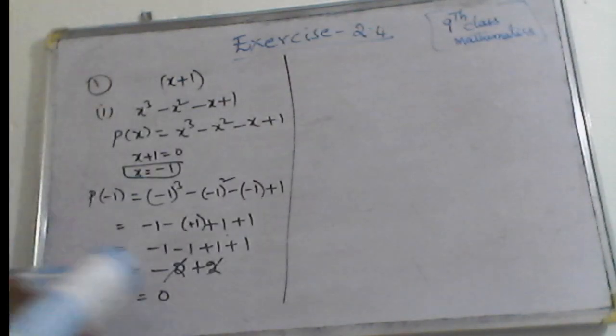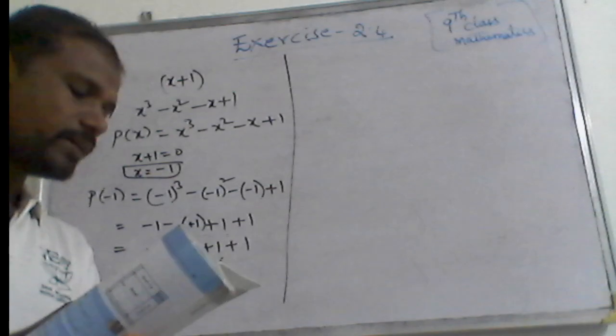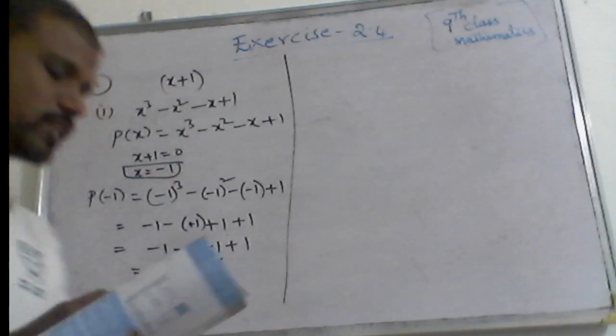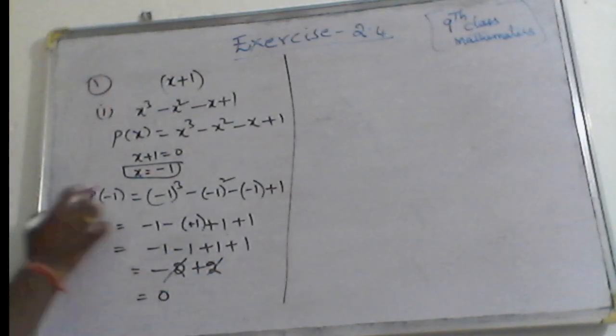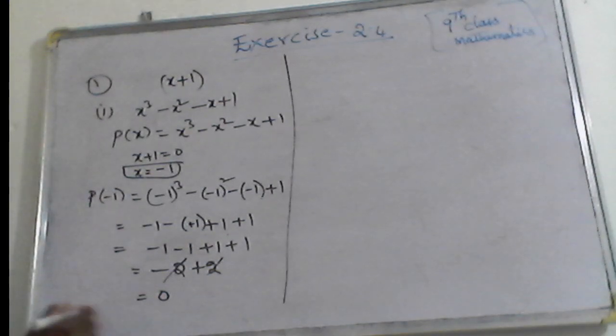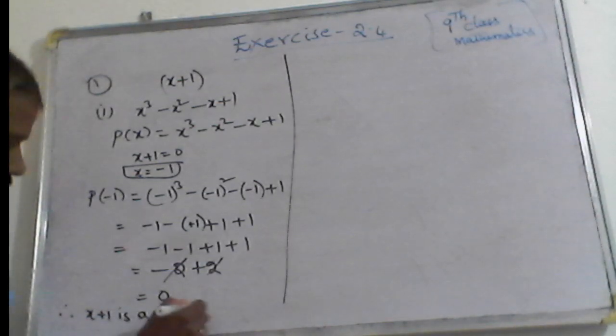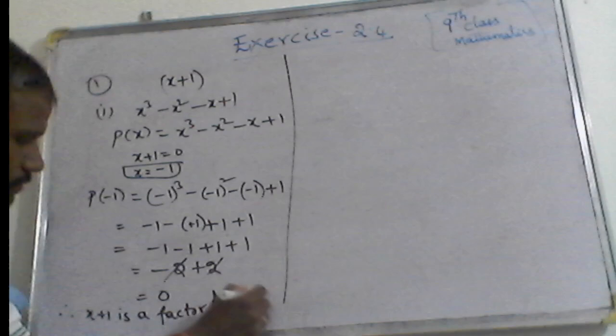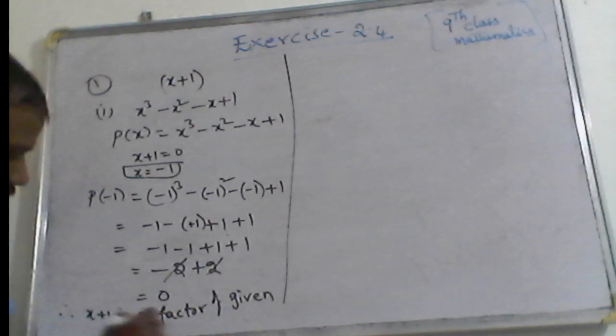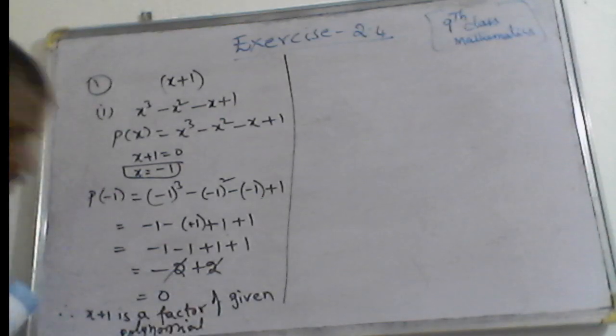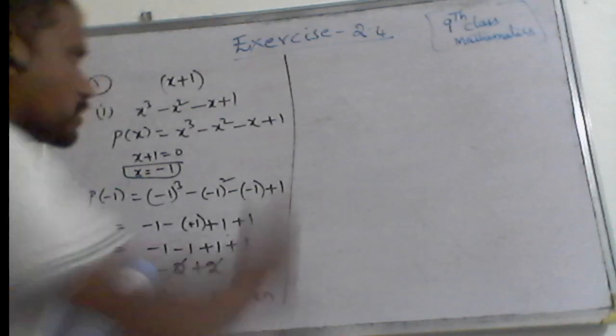So what is the question? Determine which of the following polynomials have x plus 1 as a factor. Here P of minus 1 equal to 0. Therefore x plus 1 is a factor of the given polynomial. So next one, question number 2.